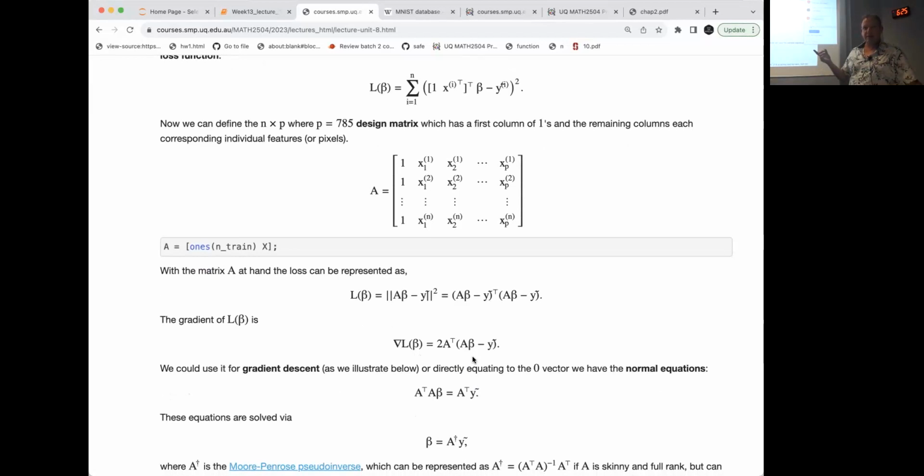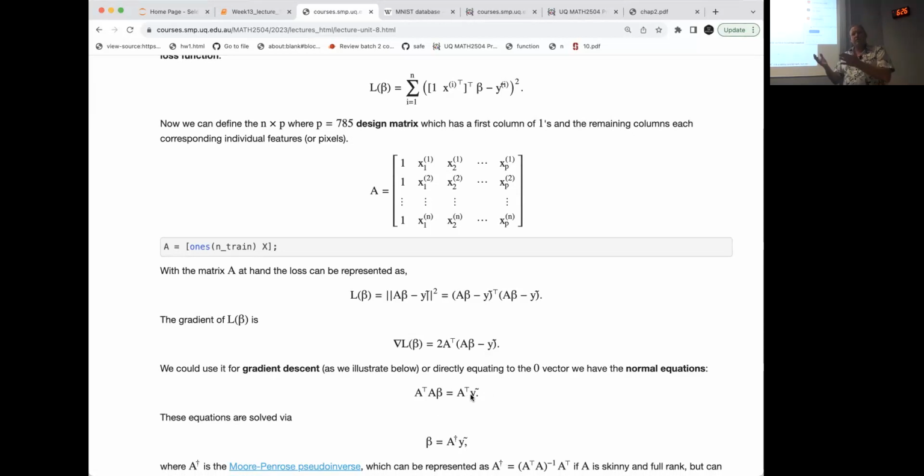Zero scalar or zero vector? Vector, right? Zero scalar is like a syntax error. Okay, good. So equate this to 0, use the distributive law, and don't forget that matrix multiplication is not commutative. Move this to the other side, and then what you get is this thing, and that's called the normal equations.